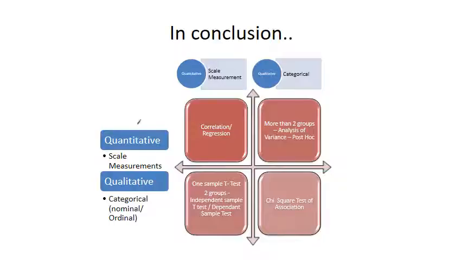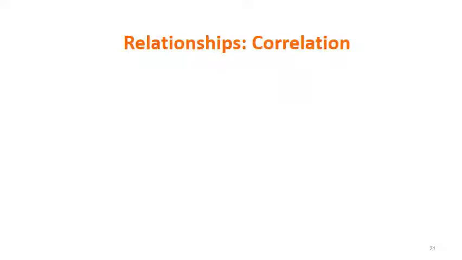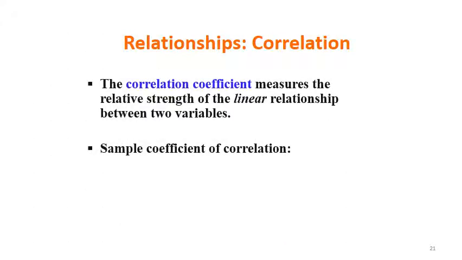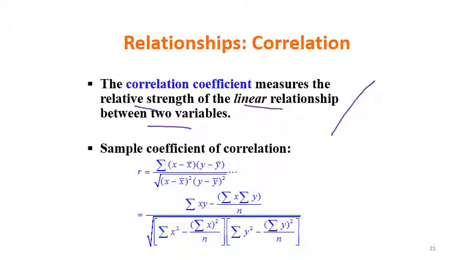Finally, if we're looking at quantitative and quantitative measures, then we would have to look into correlation and regression. So this relationship is between two quantitative variables, whereby we use the correlation coefficient to measure the strength of the linear relationship, which means we assume that it's a straight line relationship between two quantitative variables. There is a formula here, which is how we calculate the coefficient of correlation, but I'm not going to go into that because I don't want to scare you. So let's just move on.